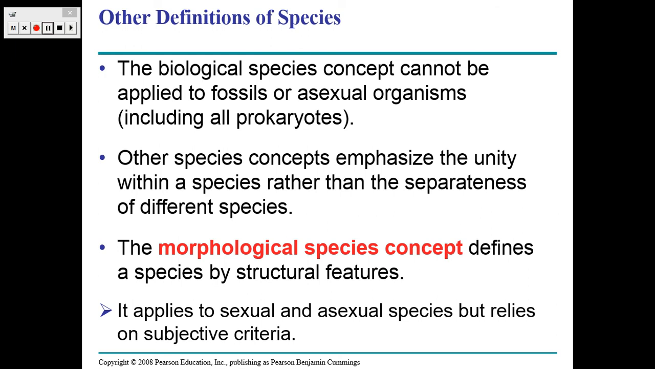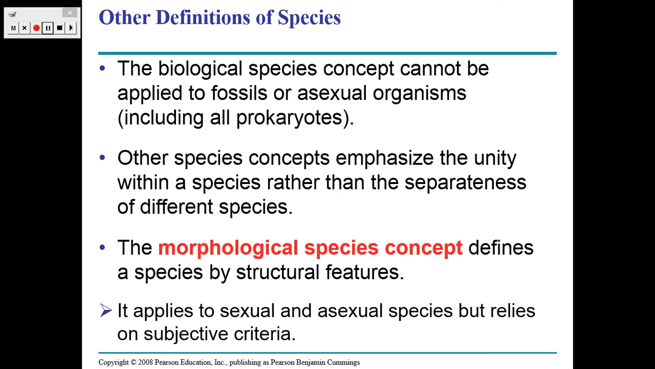Part of the problem is that definitions are supposed to work 100% of the time, but if a definition doesn't work 100% of the time, then it's not a good definition. Well, the biological species concept doesn't work 100% of the time, because how do we know about fossils? We don't know anything about fossils from this definition. We don't know who or what they can reproduce with.